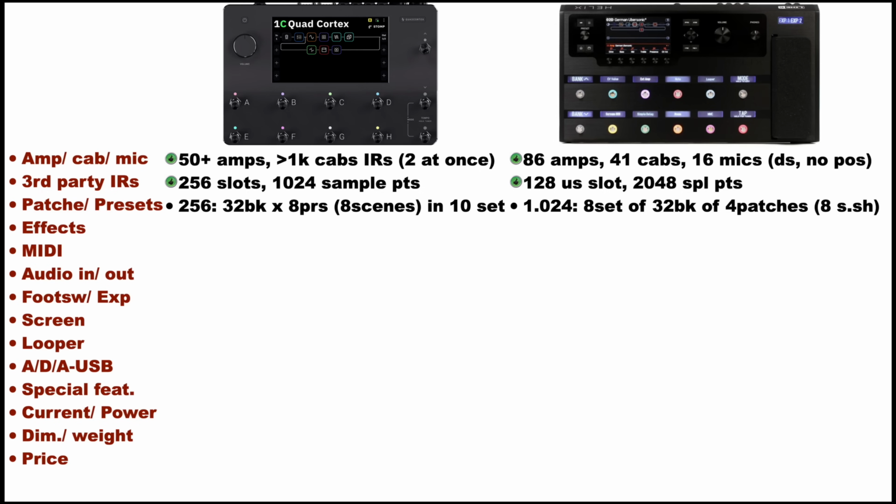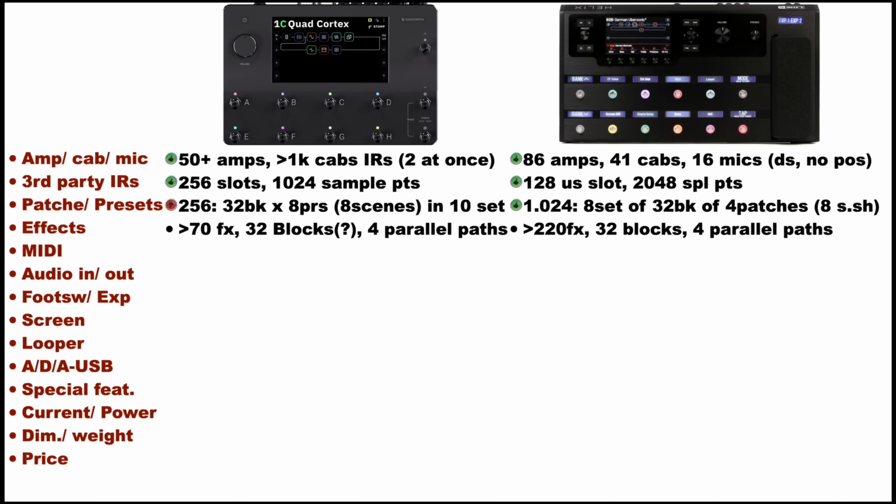On the other hand, the Helix offers 1024 presets distributed in 8 sets of 32 banks, each of 4 patches, with 8 snapshots in total. Snapshots are basically the same thing as the scenes. So I think that here the Helix is better as it offers more presets in total. Let me just add that the Quad Cortex setlist and general management of the presets is pretty smart and intuitive.